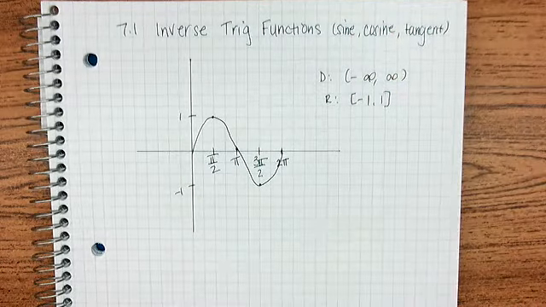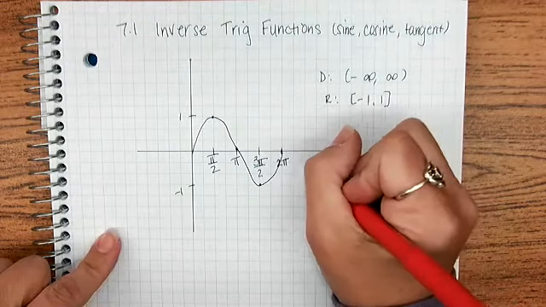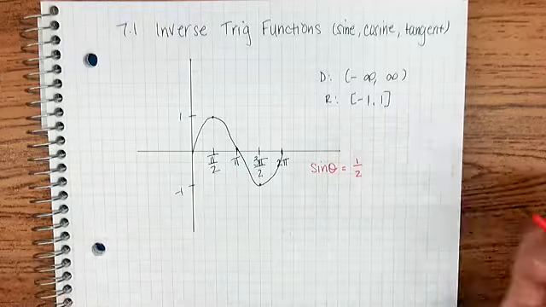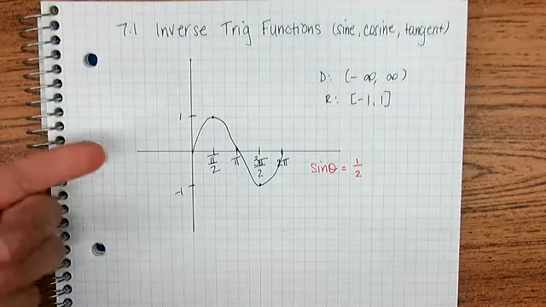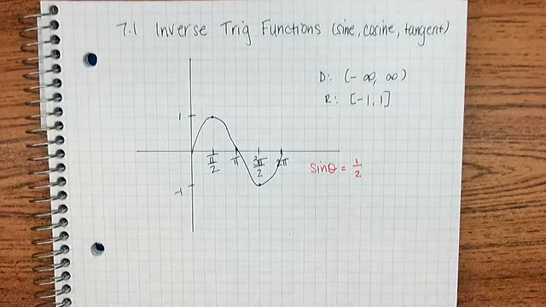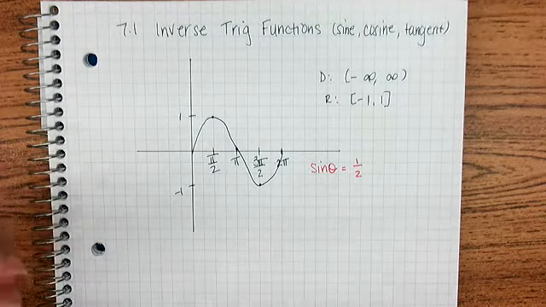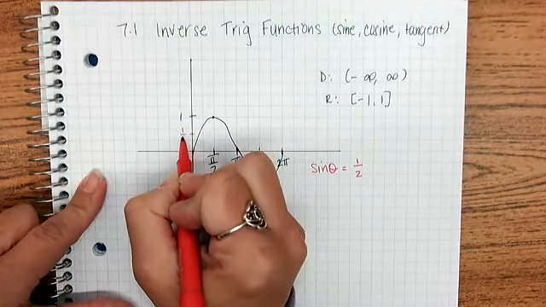If I asked you to find some angle theta that has a sine of, let's just say, 1/2. So I'm telling you that the sine of theta is 1/2. What's theta? You hopefully can do this off the top of your head. You should know that it's pi over 6 and 5 pi over 6. But how do you do it graphically? So 1/2 is, I don't know, here somewhere.